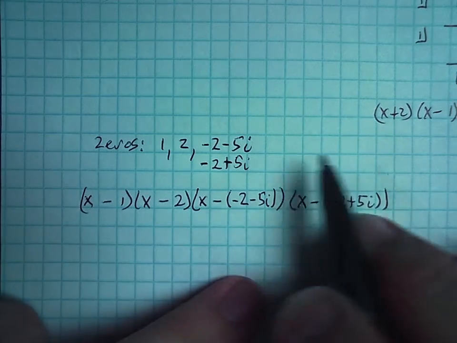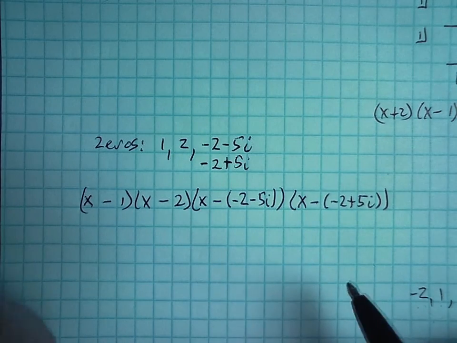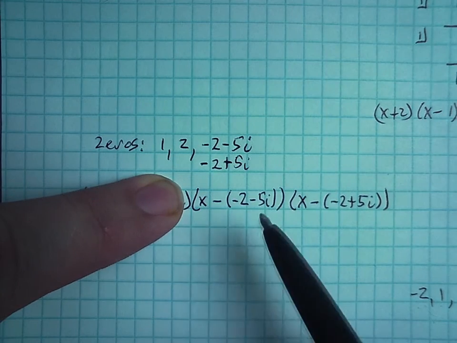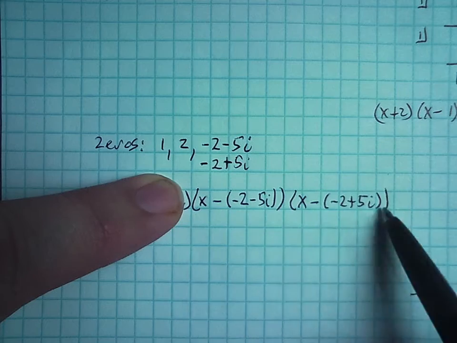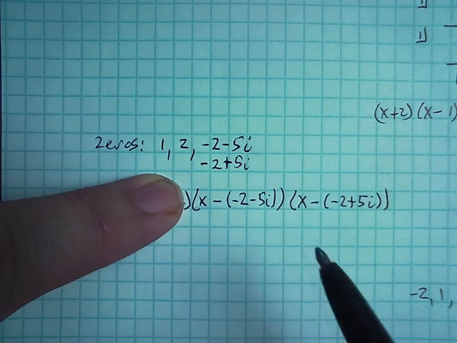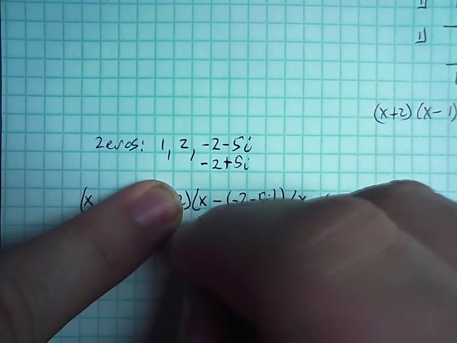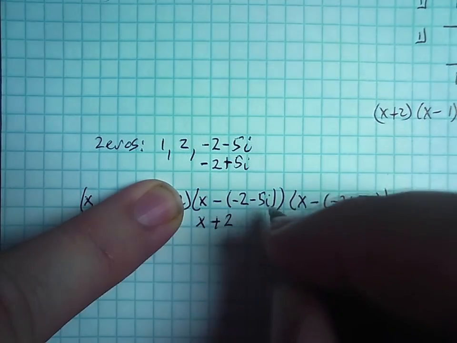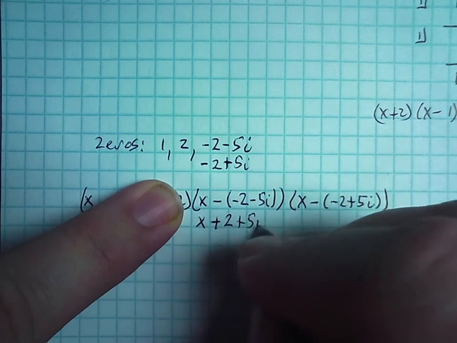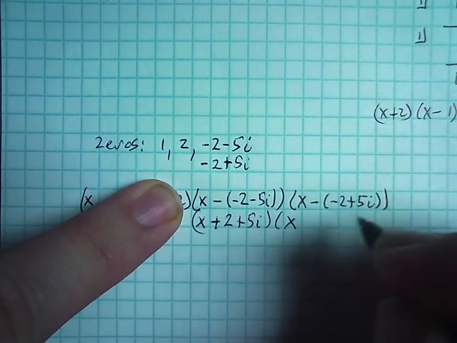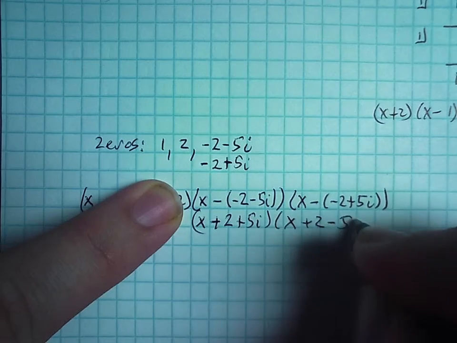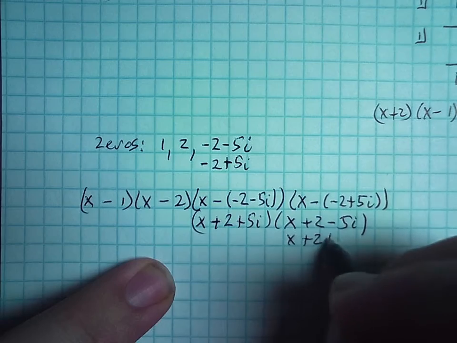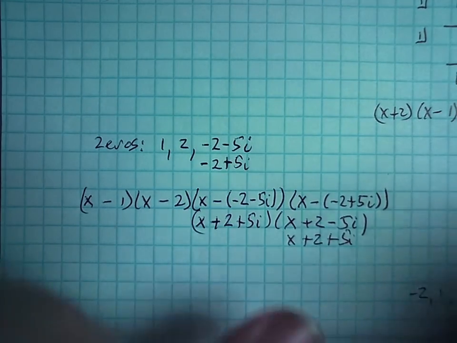In order to turn this into standard form, we're going to need to multiply all these together. I'm going to multiply the complex ones first because I guarantee, since these are conjugates, when you multiply these, the i's are going to cancel. We learned to do that in chapter 4. Don't let it intimidate you. So I'm going to distribute this negative sign to make things easier. That's x plus 2 plus 5i, and x plus 2 minus 5i. And I'm going to put one on top of the other, and then multiply them together.